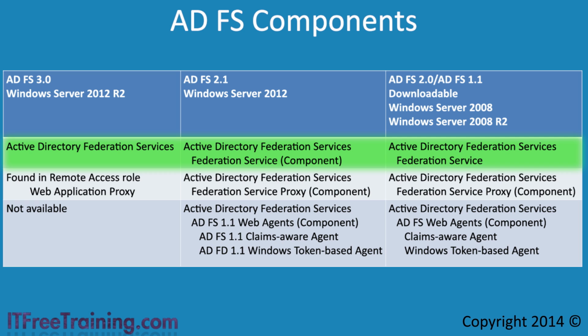Version 2.1 of Active Directory Federation Services was included with Windows Server 2012. The name of the role is Active Directory Federation Services, and the main component is Federation Service. So the main difference between this and version 3 is that the Federation Service component is now a role rather than a component of a role. Version 2.0 was an optional download for Windows Server 2008. Version 1.1 was included with the operating system.